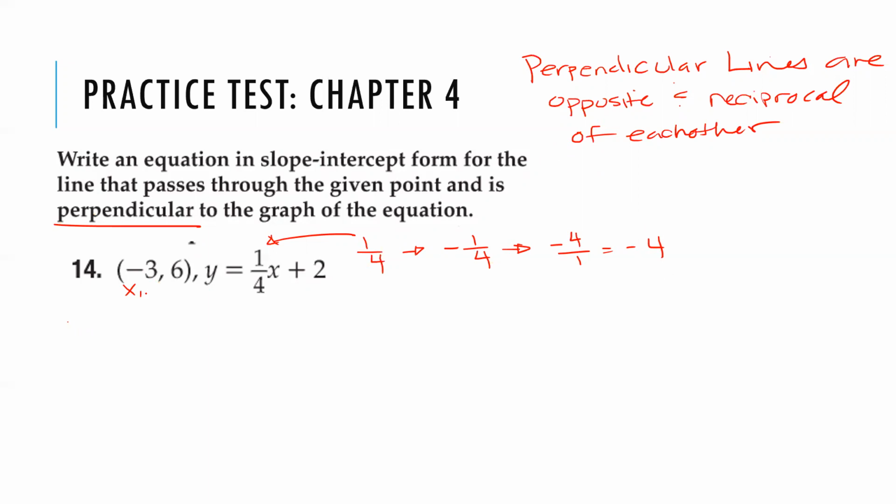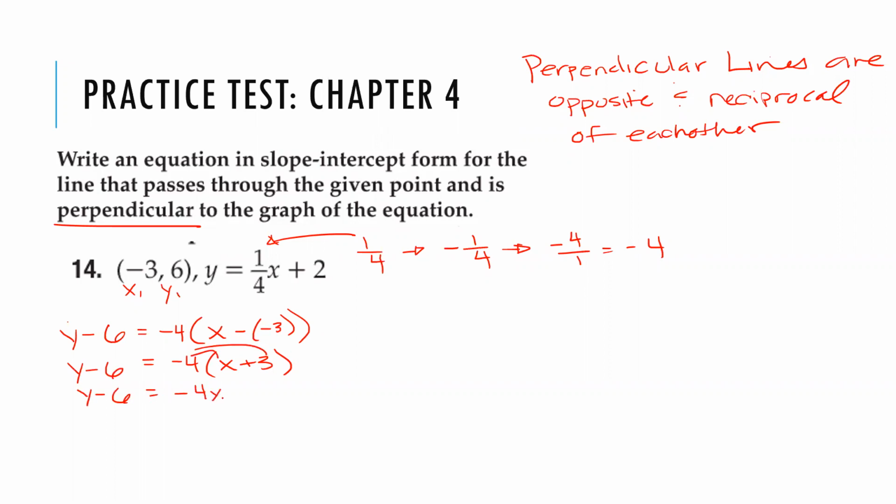So I have my x1 and my y1. Plug all that information into point slope form. And this is negative 3. So again, I'm going to rewrite this as x plus 3 because I add the opposite there. And then that's going to make it easier to distribute that negative 4 to both terms in the parentheses. And then I would add 6 to both sides. So y equals negative 4x minus 6.